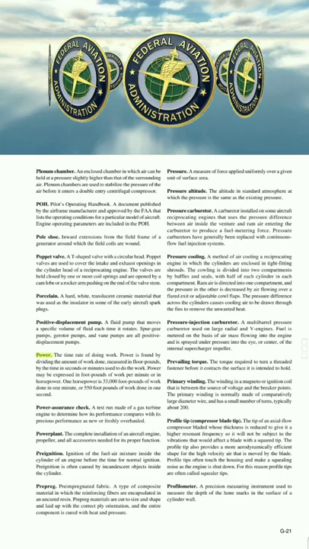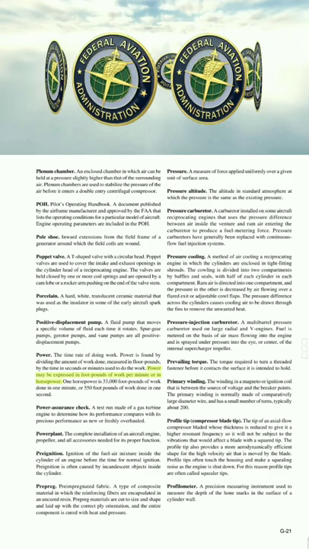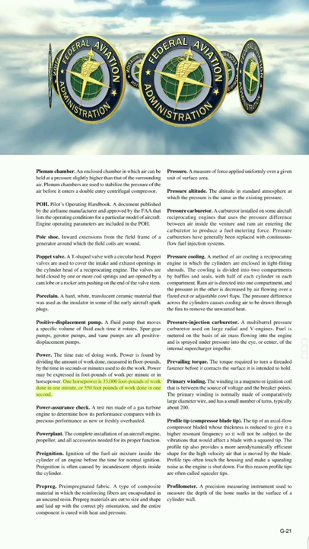Power. The time rate of doing work. Power is found by dividing the amount of work done, measured in foot-pounds, by the time in seconds or minutes used to do the work. Power may be expressed in foot-pounds of work per minute or in horsepower. 1 horsepower is 33,000 foot-pounds of work done in 1 minute, or 550 foot-pounds of work done in 1 second.